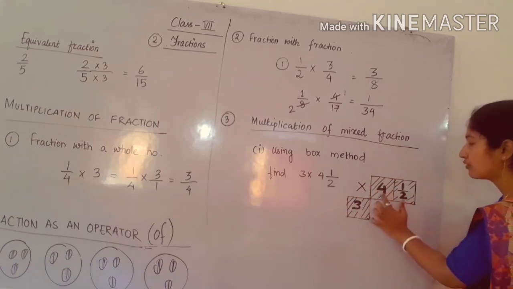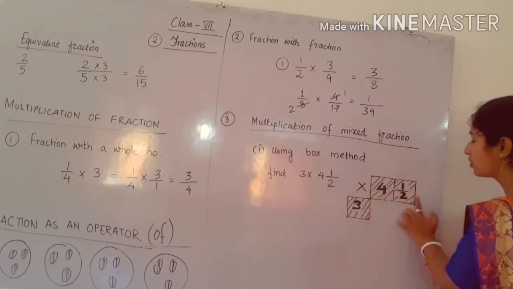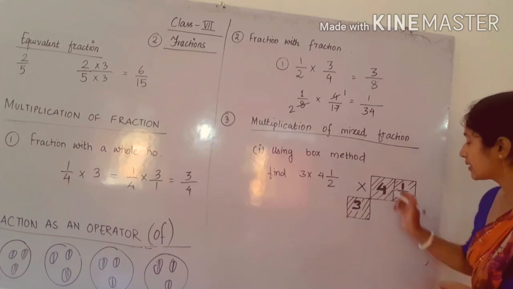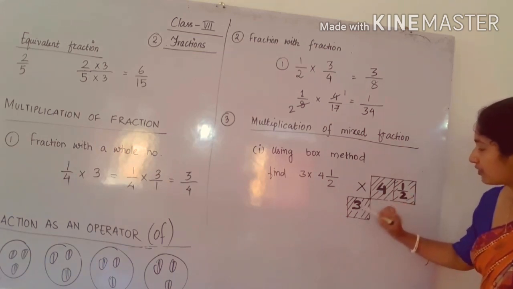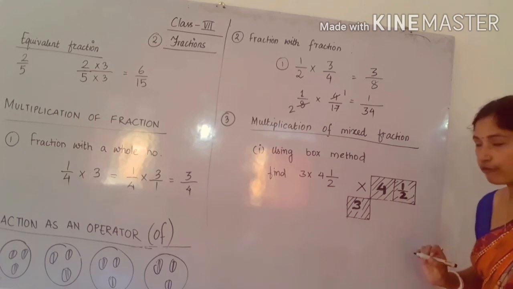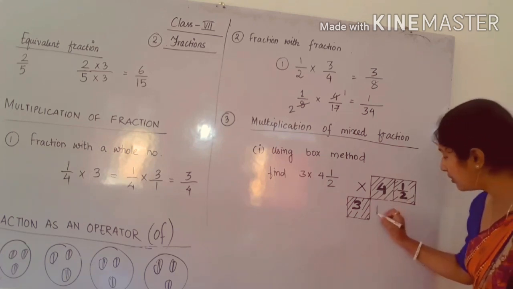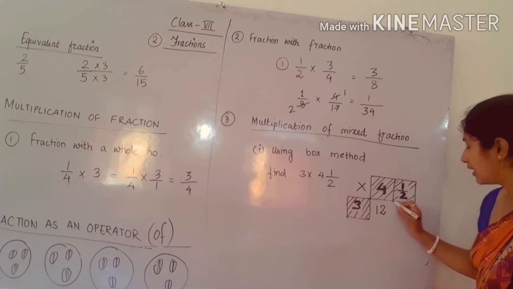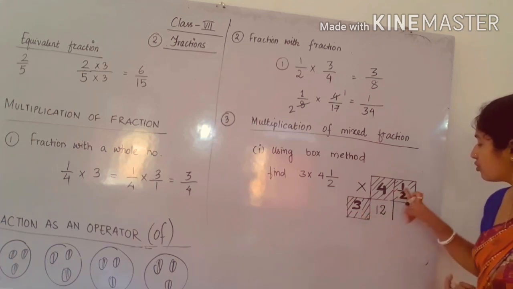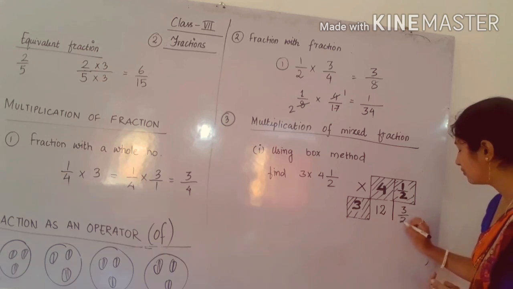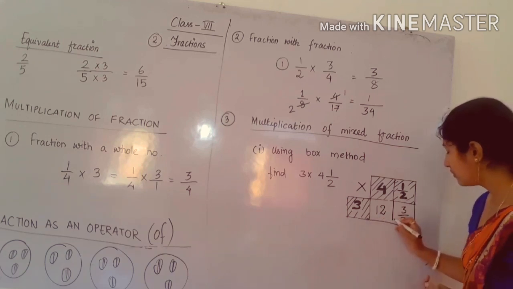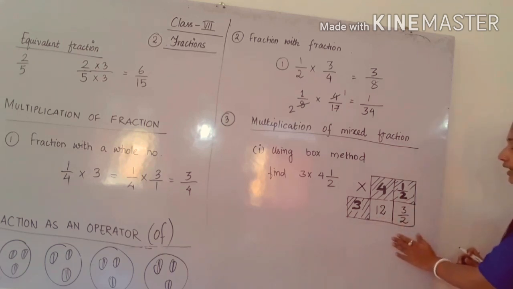Next, in the next box we have written 4. Then in the next box we have written 1 by 2. Next, you have to multiply. So how to multiply? See, you have to multiply 3 with 4. It will be 12. So you have to write 12 below 4. Next, 3 into 1 by 2 will be 3 by 2. So complete this box like this.